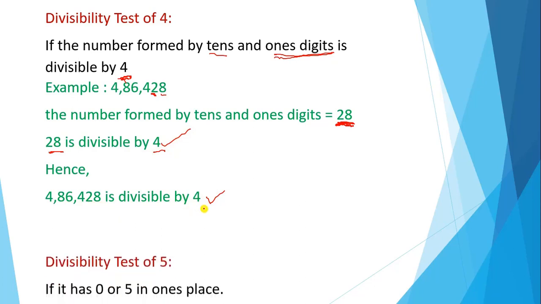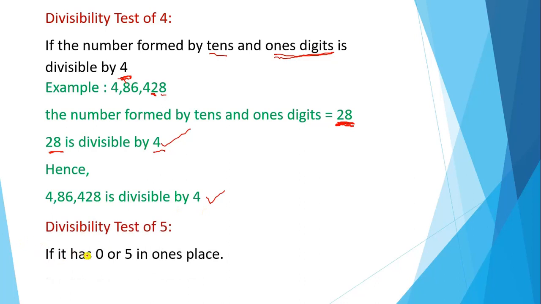One more divisibility test we have, that is the divisibility test of 5. It is very easy. If it has 0 or 5 in the ones place, in the ones place we need to get either 0 or 5, then only it is divisible by 5. Let's look at the examples. If you take this example 20,025, we have a 5 in the ones place. Because of that this full number is divisible by 5. And one more example, 98,760, we have a 0 in the ones place. Because of this 0 it is divisible by 5.